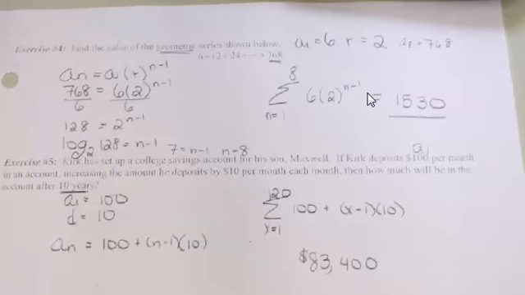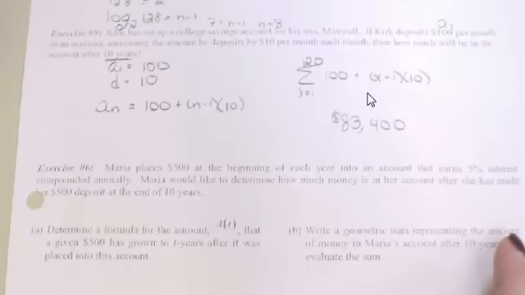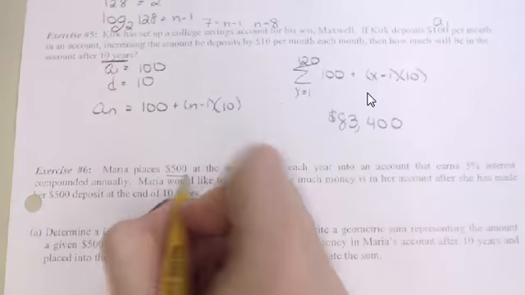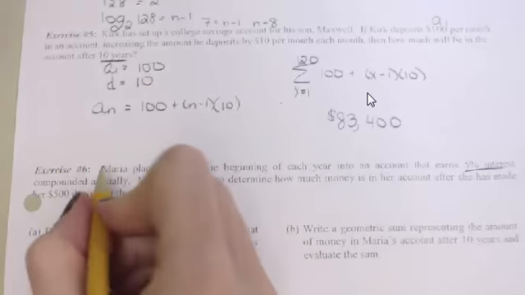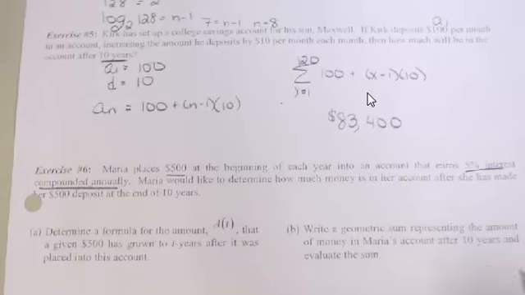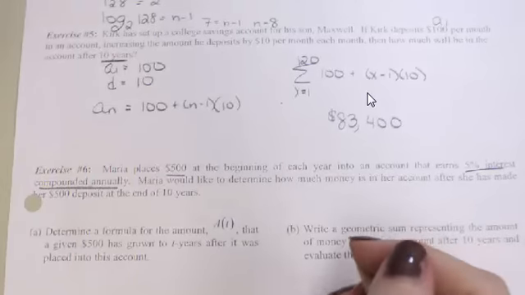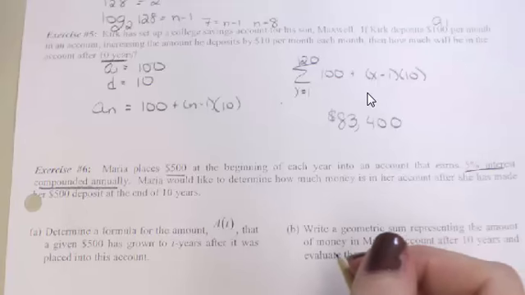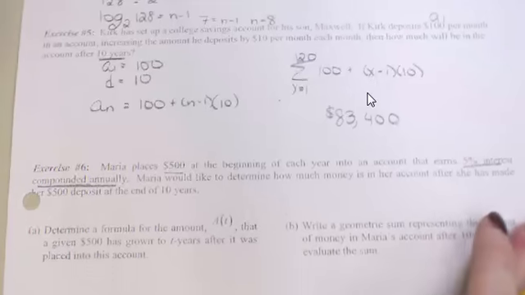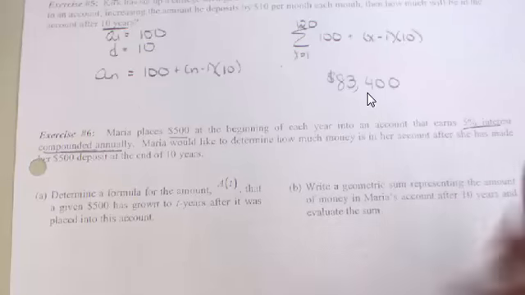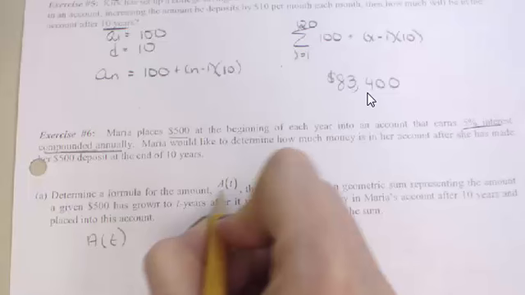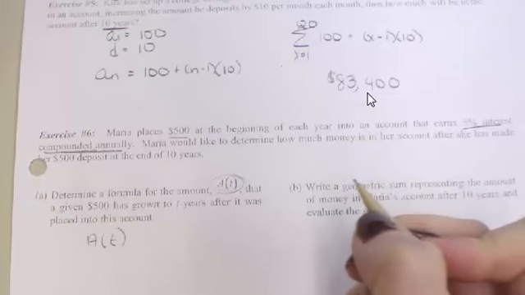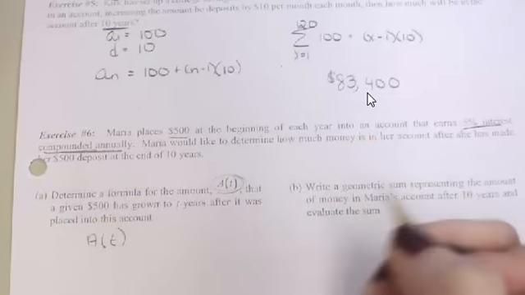Okay, one more example here for tonight. All right, we start with $500. We're earning at a rate of 5%, and it says compounded annually. Okay, so once a year. We want to determine how much money she'll have at the end of 10 years. So the first thing we're going to set up, notice the A of t. Remember, if they give me some kind of labeled value, we have to go with that.